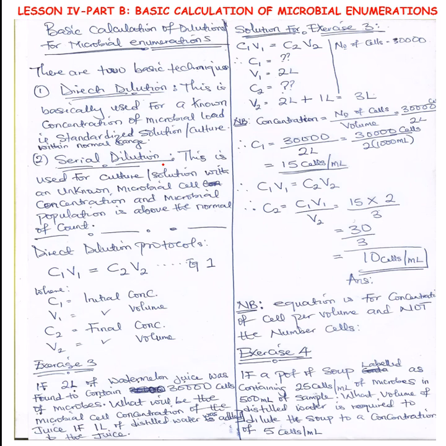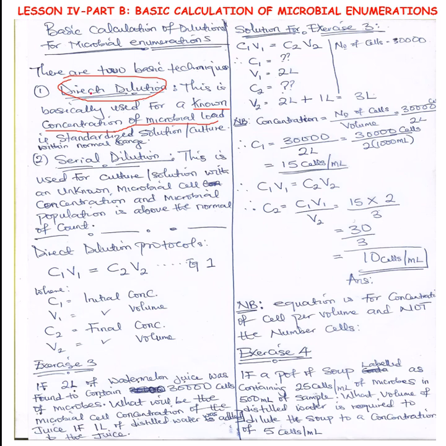For you to do this, you need a dilution protocol. The two basic dilution protocols we have are the direct dilution process and the serial dilution process. We usually use direct dilution when the concentration is known. When you have a microbial system where you know the microbial concentration, the culture is standardized, then you use direct dilution to reduce the microbial population to have a valid culture plate for colony count.